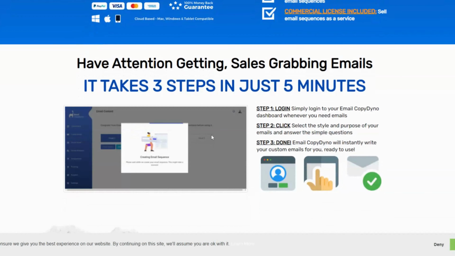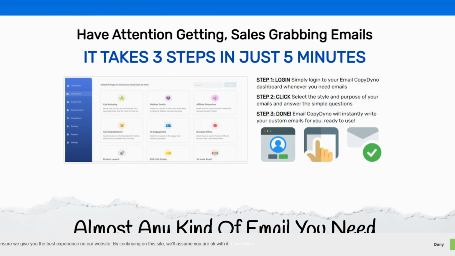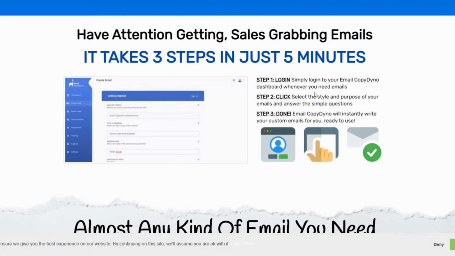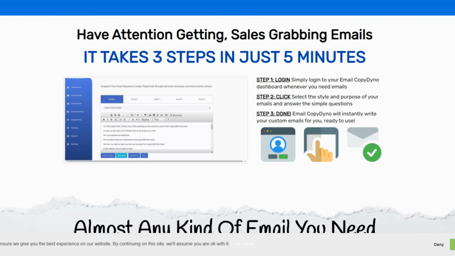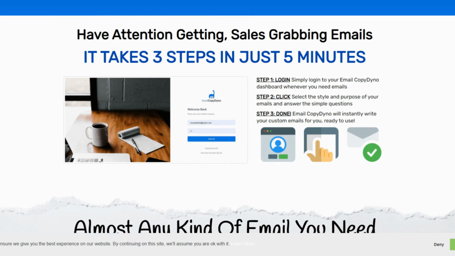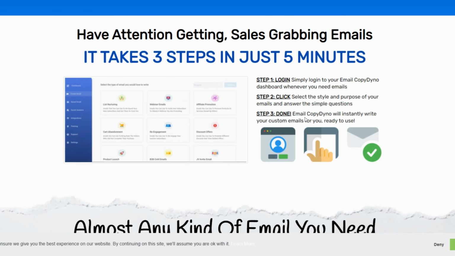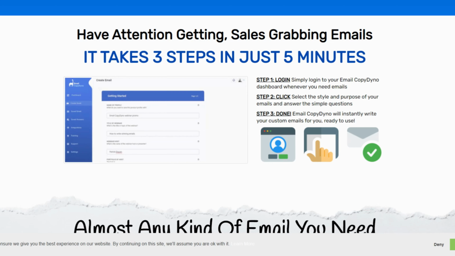So it's showing here that in just 3 steps, it just takes minutes. You log in, simply log into your Email Dyno dashboard whenever you need emails. Select the style and purpose of your emails and answer the simple questions. Step 3, done. Email Copy Dyno will instantly write your custom emails for you, ready to use.